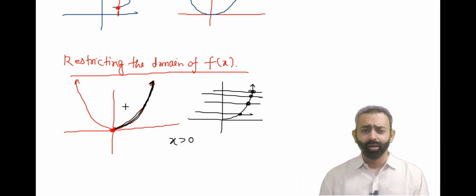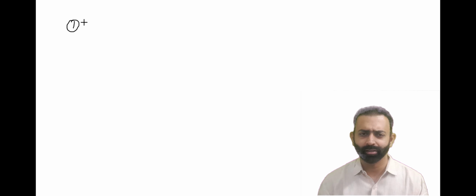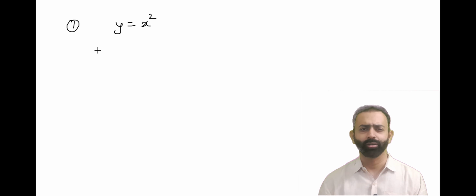Alright, now let us come to the algebraic method of finding the inverse function. Let us take the simple example of y is equal to x squared. Step 1 is basically making x the subject.